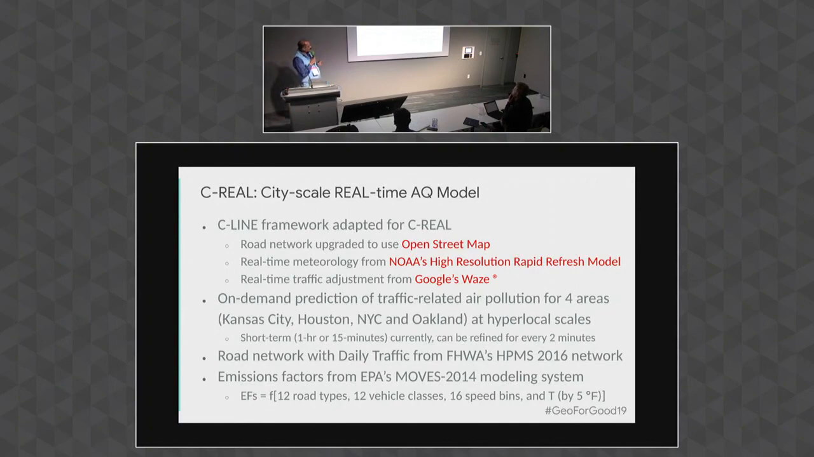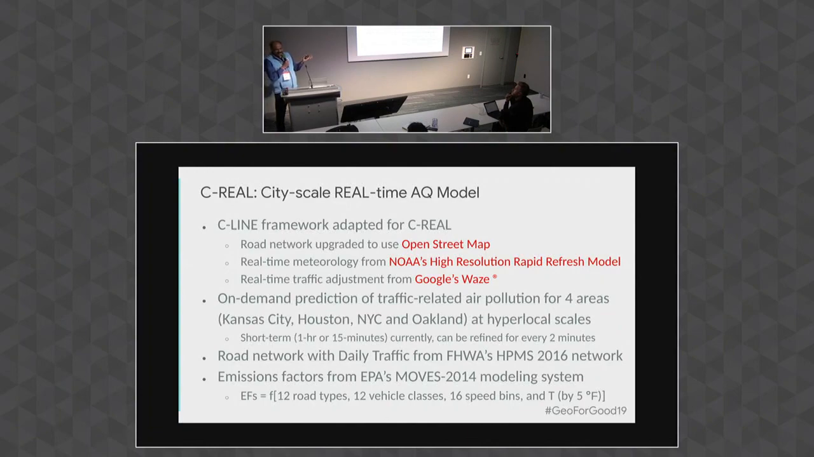The third input is the Google's Waze, where we were able to tap into Waze traffic data and have real-time traffic adjustment based upon what Waze was telling us. I'll talk a little bit more about this in the next slide. So with this three set of upgrades, what we have is on-demand prediction of traffic-related air pollution in 4 areas of the country. It's a pilot for now, where we set this up for Kansas City first.